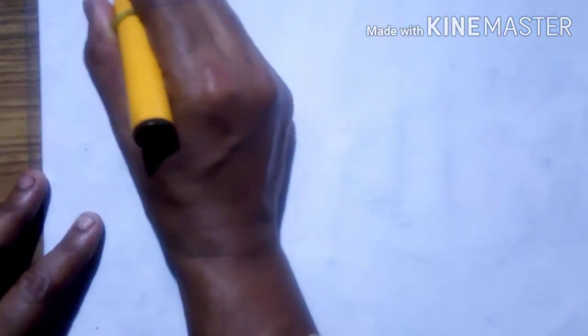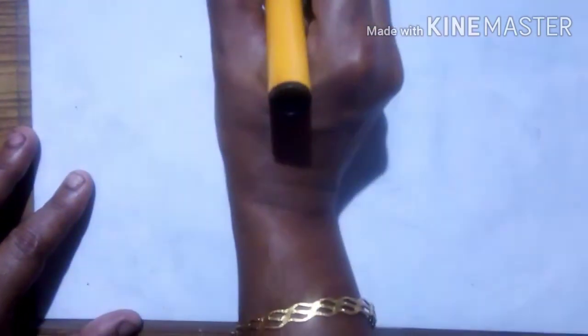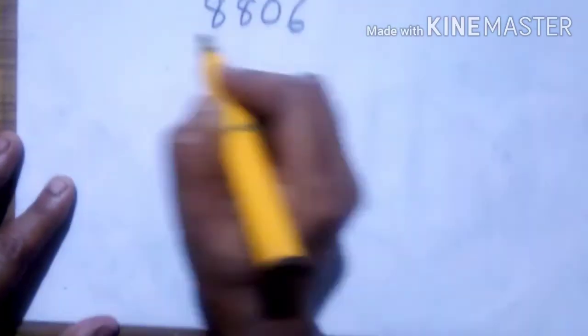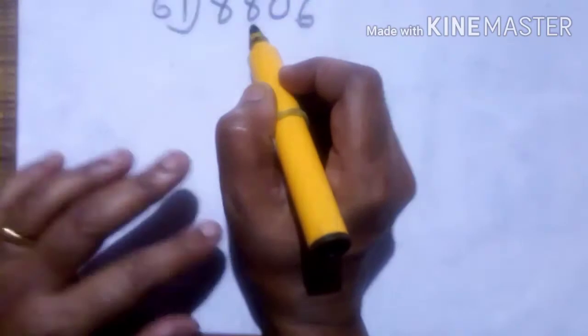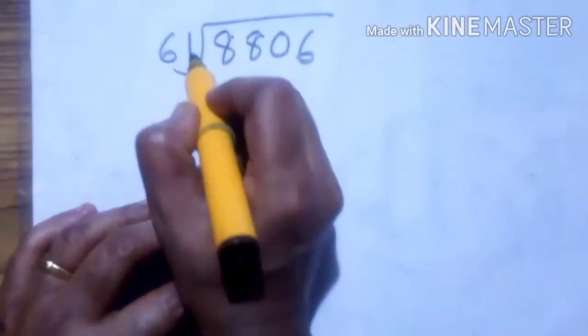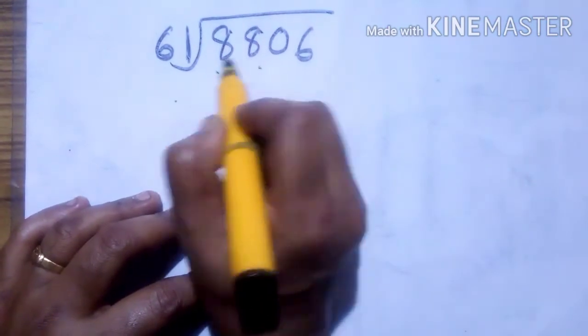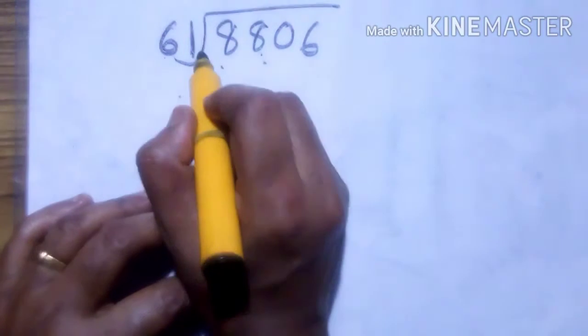Divide 8,806 divided by 61. Okay, so let us see. First, it is a two-digit divisor, 61. Here take the first two digits, that is 88, which is more than 61.